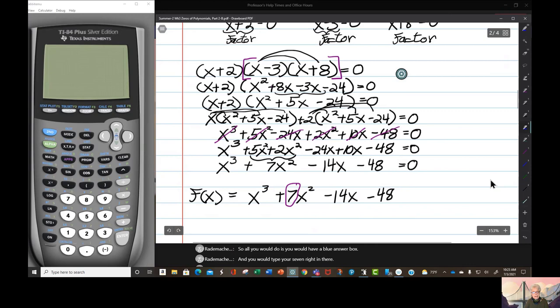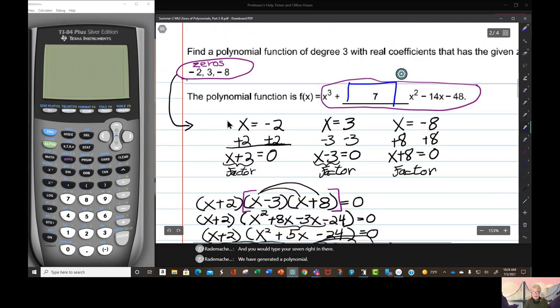We have generated a polynomial from its zeros. You should pat yourself on the back. Later, we're going to talk about a formula that can help you. But right now, doing this is going to show you why the formula works.